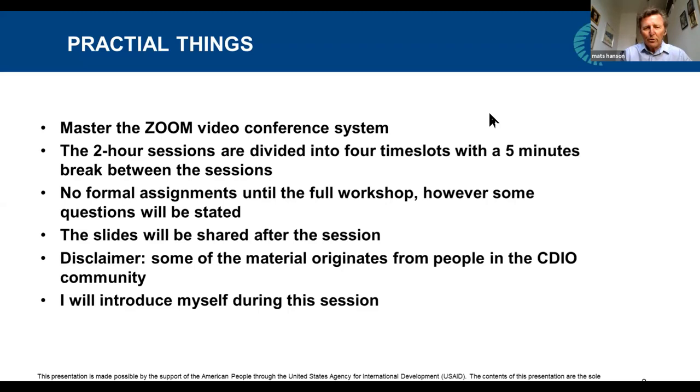Some of the material originates from people in the CDIO community. So I will thank Johan Malmqvist, Christina Edström, and many, many others, because the CDIO community is a lot of colleagues and peers who want to share everything we are doing in the CDIO. There is nothing that we don't share, but they have to get credit for the work they have done. And as I said, I will introduce myself in more detail later on in this first session so you know who I am.